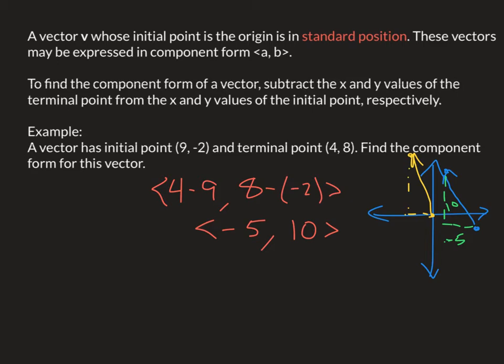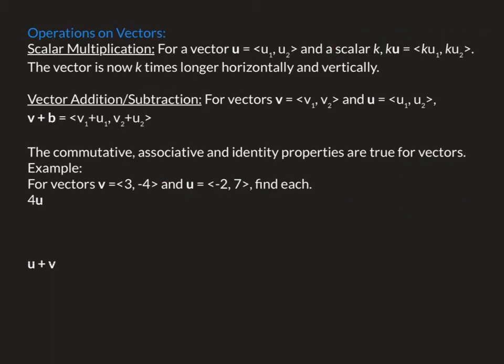Okay, let's look at some operations. To do multiplication by a scalar, if we have some scalar k, which is representative of a number, and we want to multiply it by vector u, we're just going to take k times both components of vector u. To do addition or subtraction, you match up the first components and you either add or subtract them depending on the sign, and then the same with the second components. Commutative, associative, and identity properties still hold true for vectors.